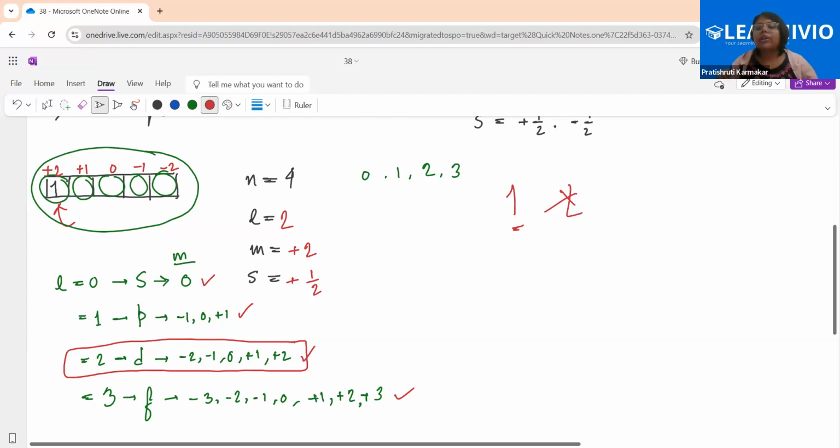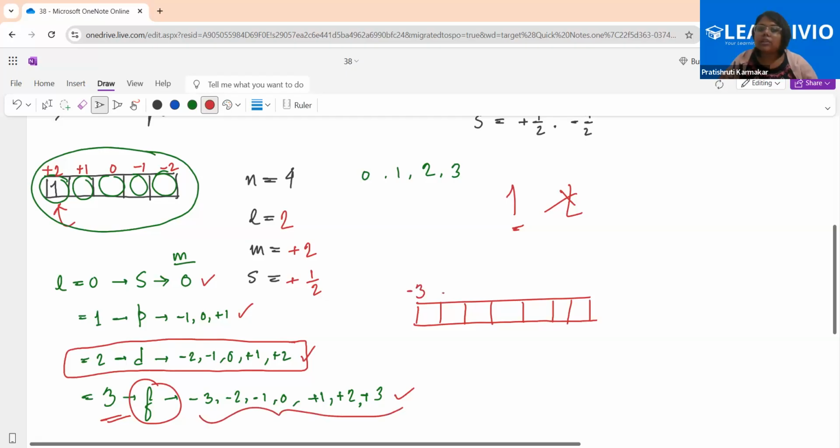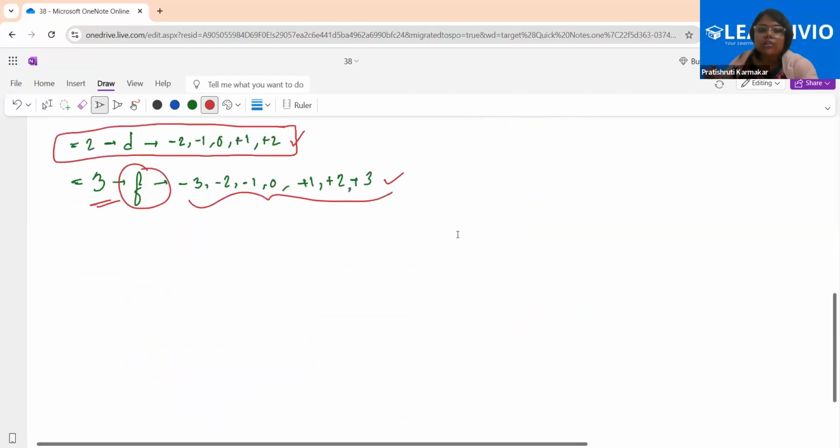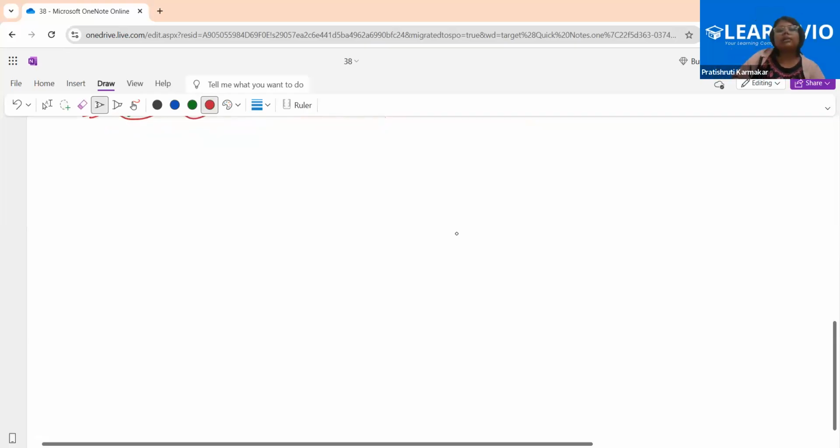Okay. So if there are 7 boxes, then what will be the value of L? 1, 2, 3, 4, 5, 6, 7. So if there are 7 boxes, that means L is equal to 3. That is our f orbital. And these are the values of m for L equal to 3: -3, -2, -1, 0, 1, 2, 3. Right? I'm asking you another one, a simple one. Just quickly answer me and then we will be able to understand.